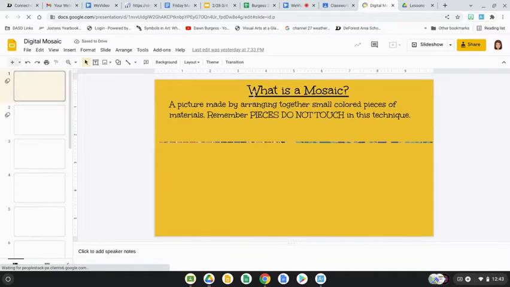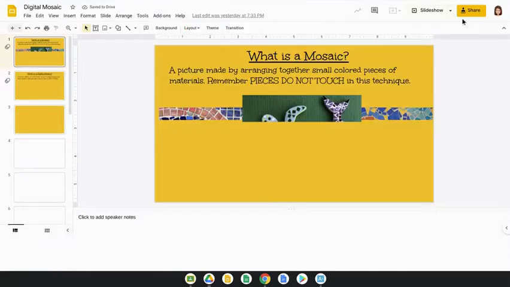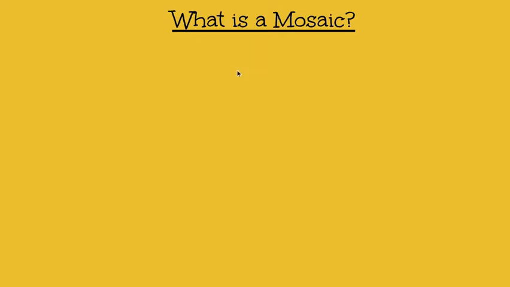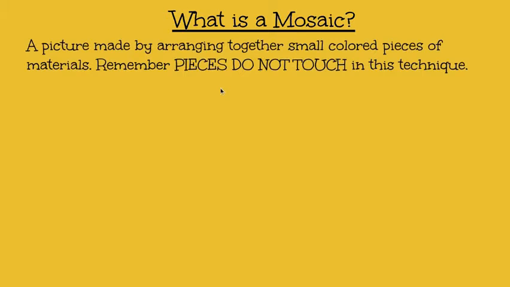So today, the first slide in our slideshow says, what is a mosaic? We learned about mosaics when we were working with collage in our collage boot camp. So you might remember that a mosaic is a picture made by arranging together small colored pieces of materials. And remember, the main thing about a mosaic is the pieces do not touch. There's space in between them.